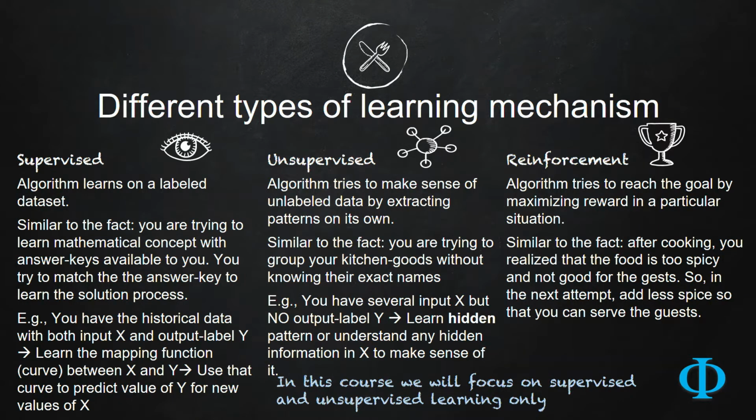In machine learning, there are mainly three different types of learning mechanism available. Number one, supervised learning. Number two, unsupervised learning. And number three, reinforcement learning. In supervised learning, the algorithm learns on a labeled dataset.